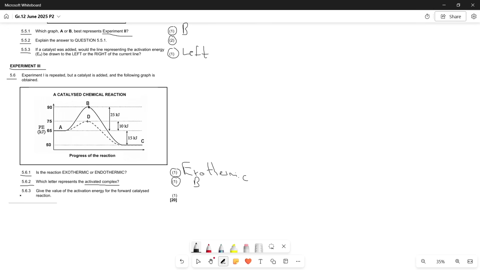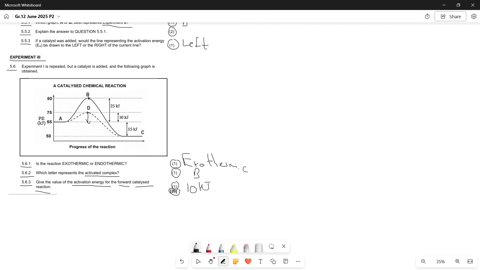And then last question of this section, 5.6.3 says give the value of the activation energy for the forward catalyzed reaction for 1 mark. So forward catalyzed is the dotted line over here, which means our activation energy is from our reactants all the way up to the peak. In this case, we're looking at the catalyzed reaction and they've given us the amount of kilojoules over here. This is the line from our reactants all the way up to the peak of the catalyzed reaction for the forward reaction. It means we can just write 10 kilojoules and that'll be our final answer over there. So we just got 1 mark over there and 20 marks for this whole section.